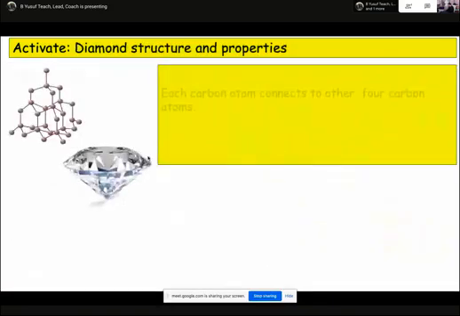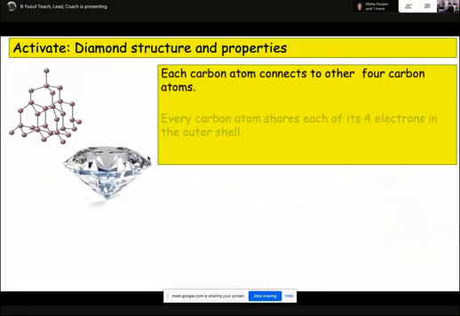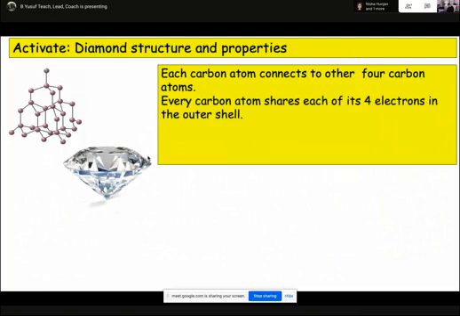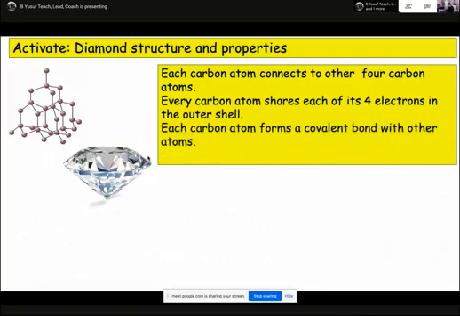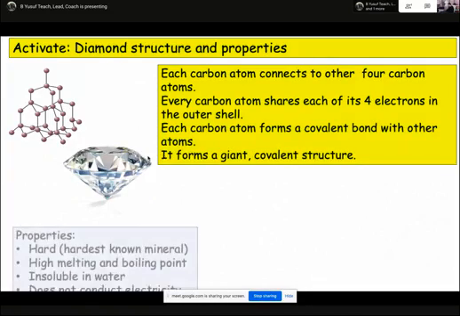But let's look a little bit at the properties. So in diamond, every carbon atom is connected to 4 other carbon atoms. And this means that each carbon atom shares its 4 electrons in its outer shell. So they form covalent bonds, okay? And this is what we call a giant covalent structure.